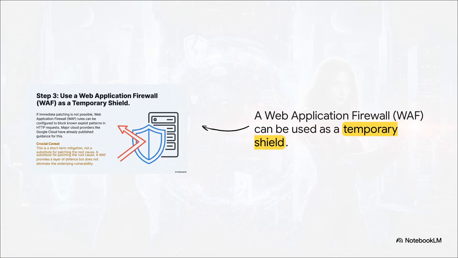And finally, step 3, mitigate. If for some reason patching is going to take time, a web application firewall, or a WAF, can be configured to block the known attack patterns. But let me be crystal clear here. This is a temporary shield, not a cure. It's a stopgap measure, and it is not a substitute for fixing the root cause.